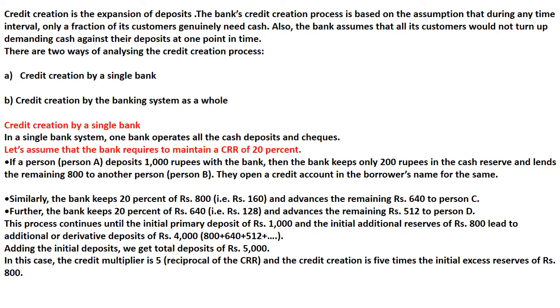So someone deposited 1000 rupees. The bank has to keep only 20% of that. The remaining 800 rupees is the excess reserve, and that excess reserve they have given as a loan to another person. From the derivative deposits, adding up, they get 4000 rupees, and from the initial deposit 1000. So in total it is 5000 rupees. Total deposit is 5000 rupees, right? So the credit creation is 5 times the initial excess reserve of rupees 800. That is the way credit creation happens in a single bank.